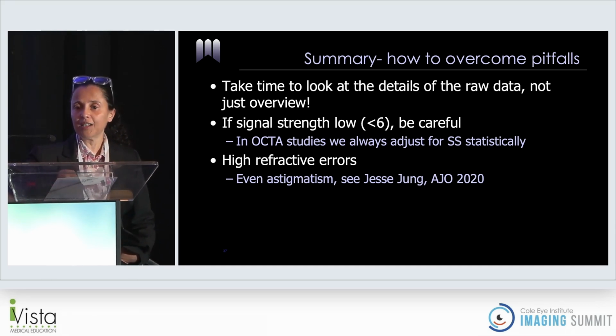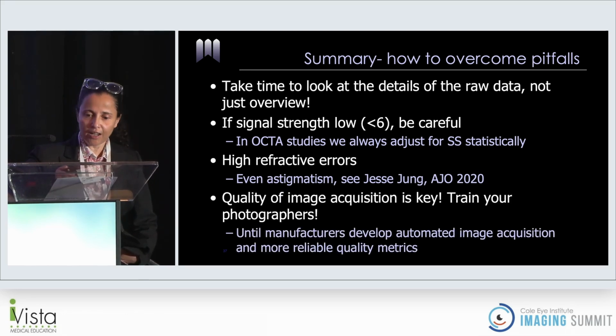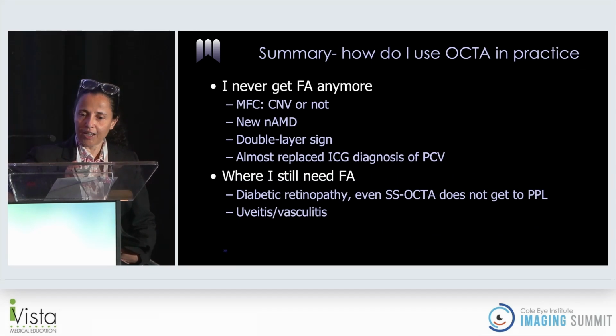Even astigmatism can affect the vessel density, so you really have to be careful. And quality of the images up front is key, so spend some time teaching your photographer and learn to use that cross-sectional view with flow overlay.